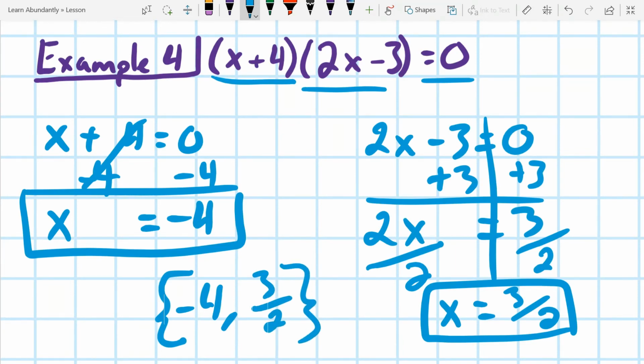And that's it. Today we learned how to solve quadratic equations using the zero product property.